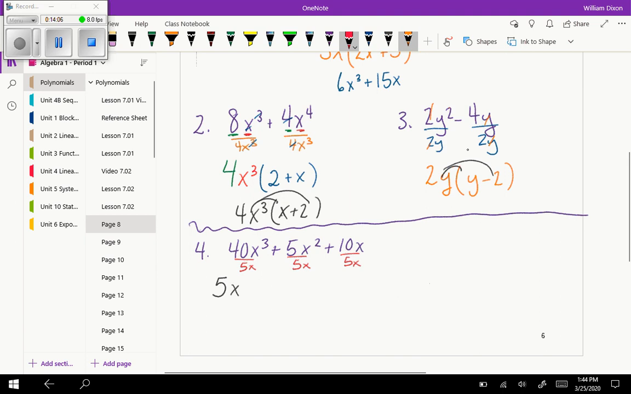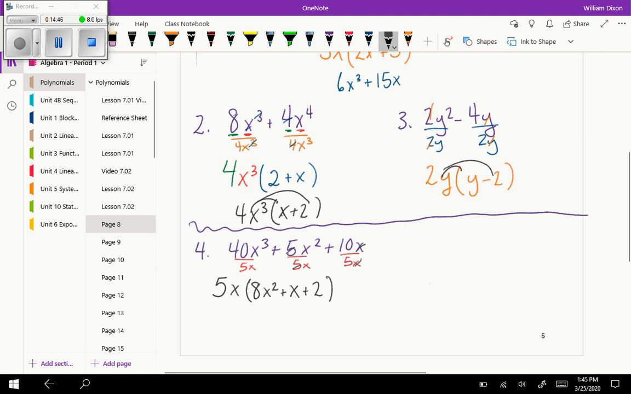All right, so what happens? Well, I know that 40 divided by 5 is 8. And then x to the 3rd divided by x is going to be x squared, 3 minus 1. Bring down my plus sign. I know that 5 divided by 5 is 1. I know x squared divided by x is going to be x, 2 minus 1, talking about the powers. And then 10 divided by 5 is going to be 2, and then the x's cancel. And that's my answer.